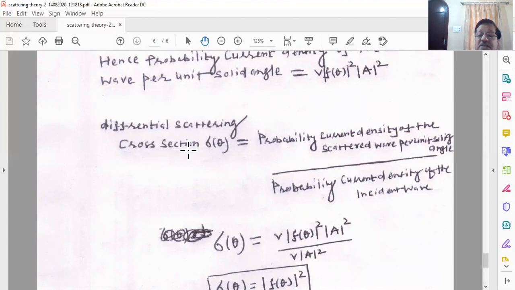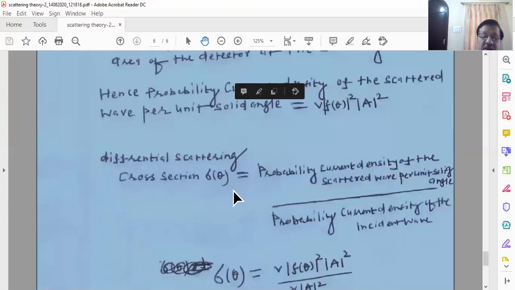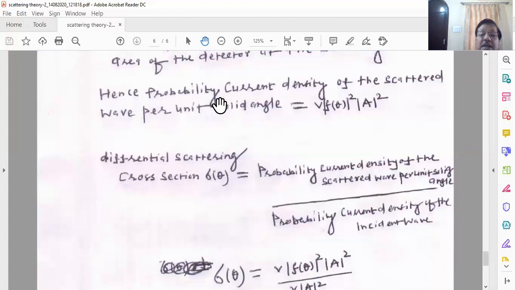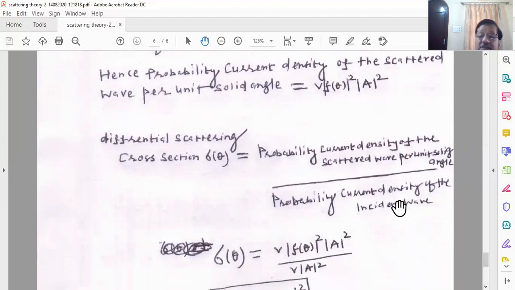So the differential scattering cross section depends only upon the angle theta. It is equal to the ratio of the probability current density of the scattered wave per unit solid angle, which we have calculated, to the probability current density of the incident wave. In the numerator we put v times mod f theta squared, where f theta is the scattering amplitude, and the constant mod A squared, divided by the probability current density of the incident wave.